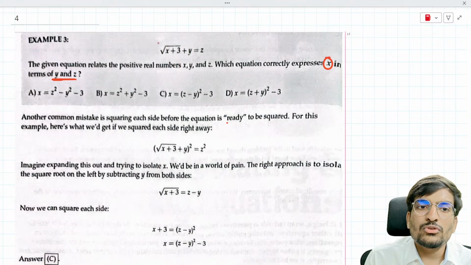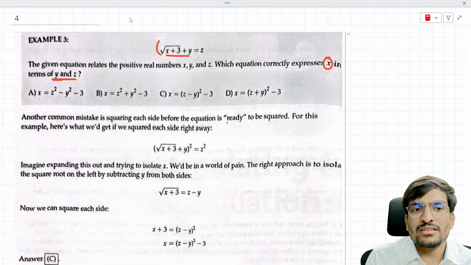You should not directly do squaring on both sides, because it's going to be a bit complex, since 3 terms are there here: individually root x, root 3 and y, 3 terms, right? It's going to be like a plus b plus c whole square.